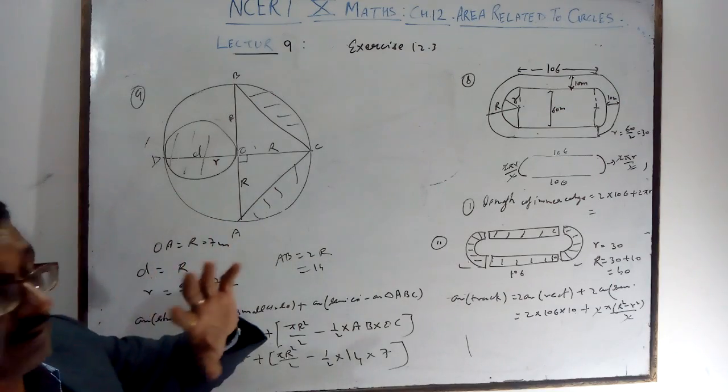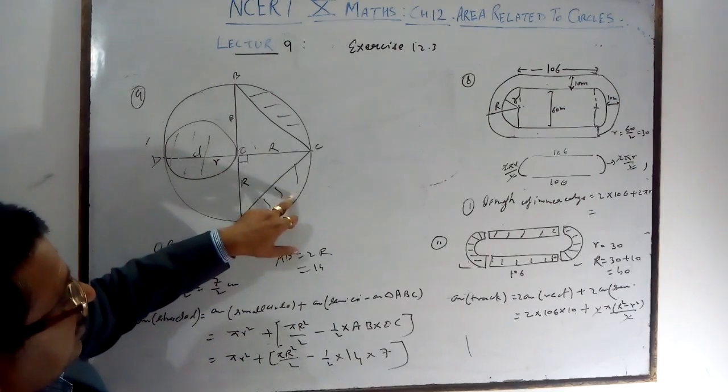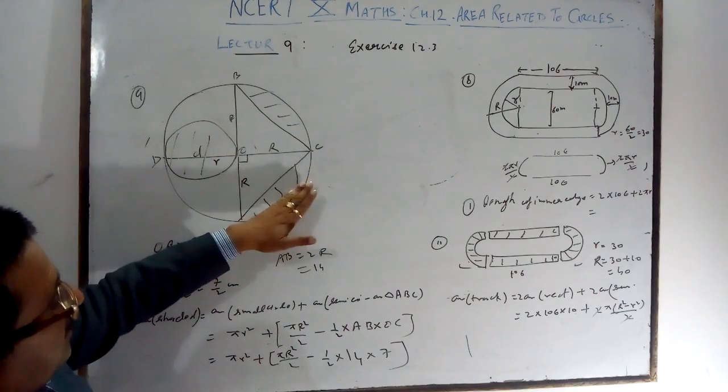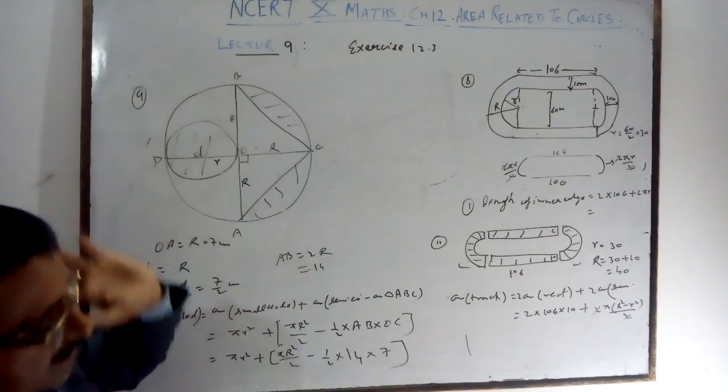Another method: find the area of the minor segment, double it, and add the area of this circle.